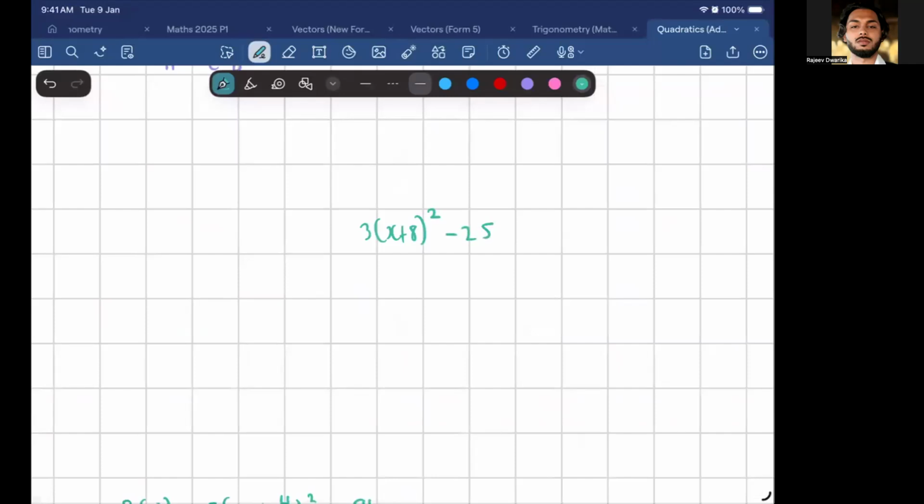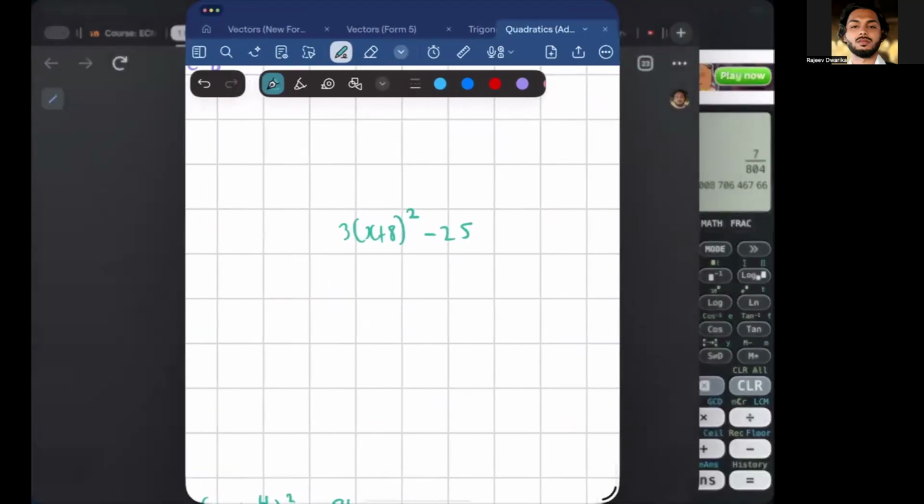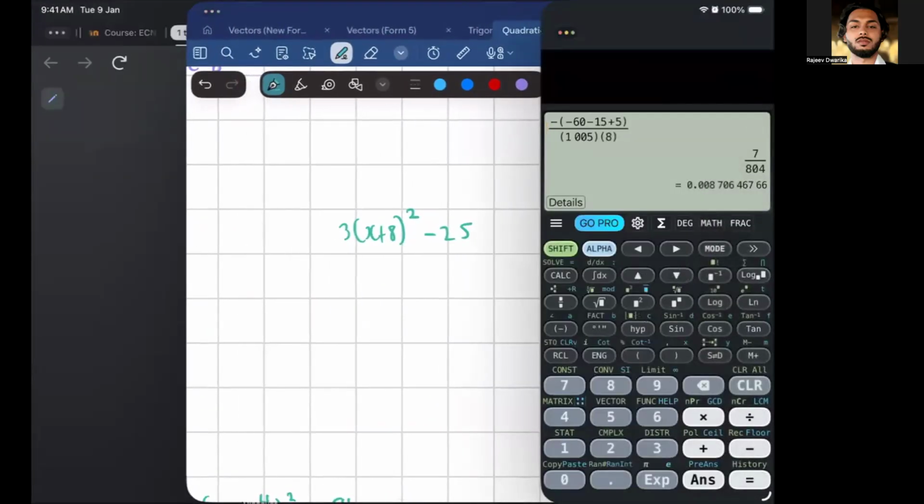So Serena, if this is correct, when I expand it out, what's supposed to get? You're supposed to get 3x squared plus bx minus 25. So in the interest of time, just plug it in here. So 3 open brackets x plus 8 squared minus 25.